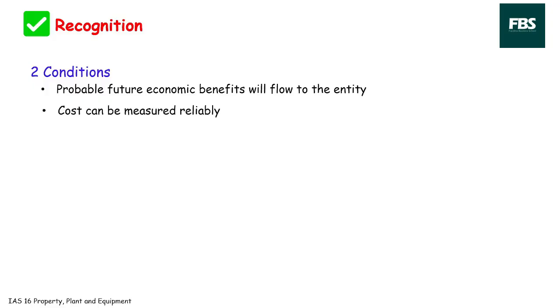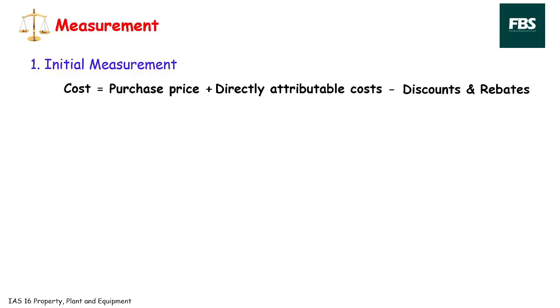Recognition. For an item to be recognized as PPE, two conditions must be met. 1. It must be probable that future economic benefits will flow to the entity, and 2. Cost can be measured reliably. Measurement. Initial measurement. At recognition, PPE is measured at cost. This cost is made up of the purchase price, directly attributable cost, less discounts and rebates.